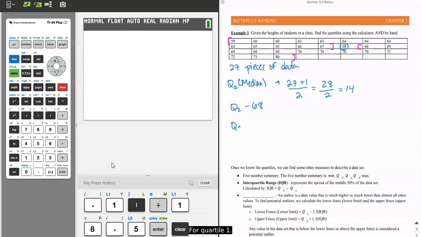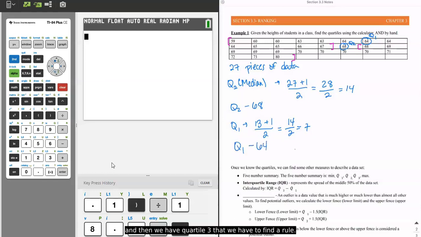So for quartile 1, there's 13 pieces of data. We're going to add 1 to it and divide by 2. So I have 14 divided by 2. So we're looking at the 7th position. 1, 2, 3, 4, 5, 6, 7. So it looks like it's this 64. So quartile 1 is 64.